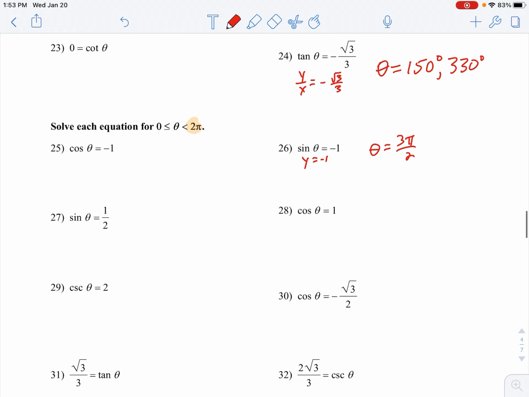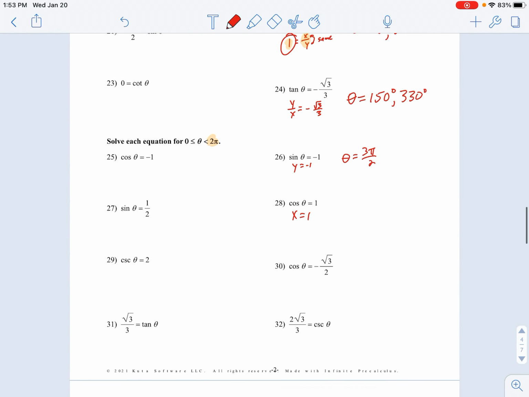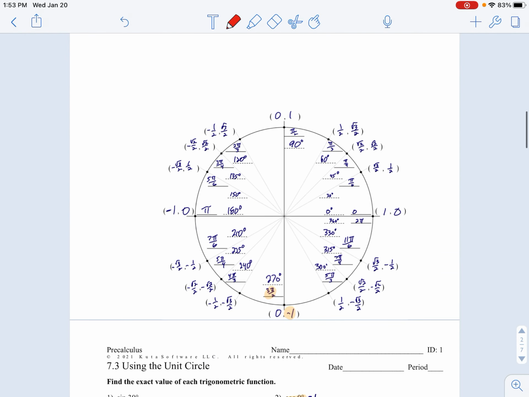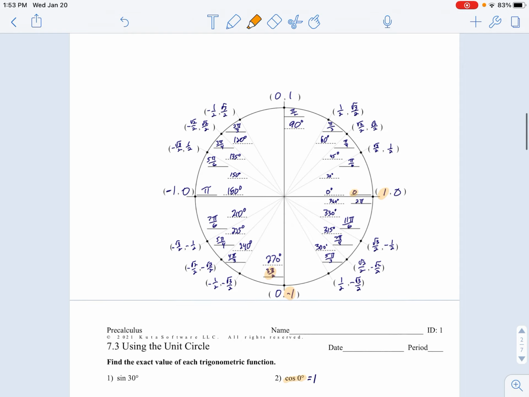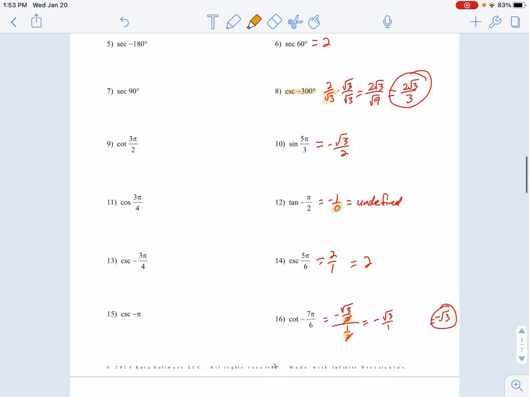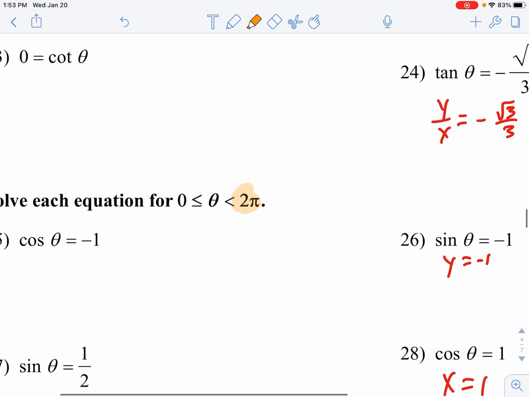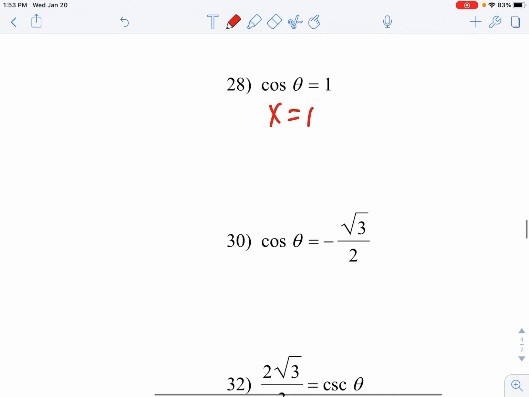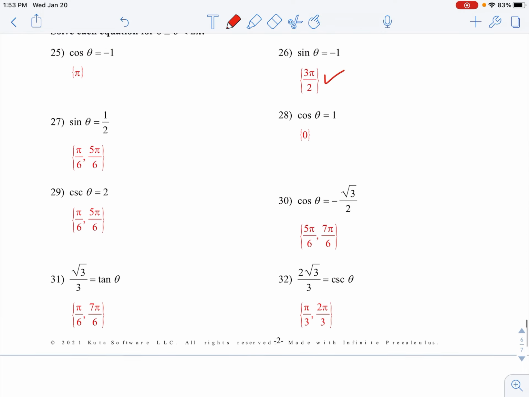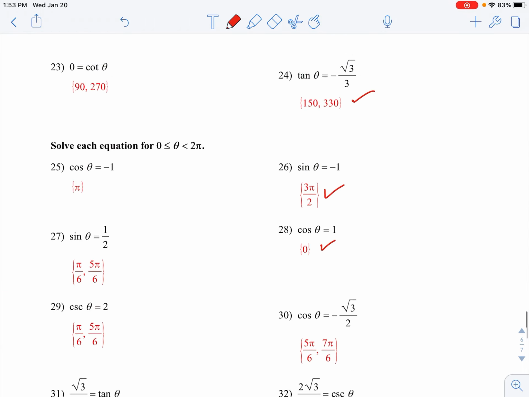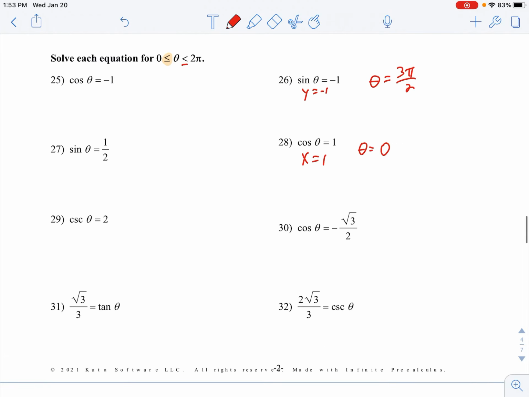Next one. Cosine equals 1. Well, cosine is an x value, so we're trying to find where on the unit circle the x value equals 1. And it looks like right here is the only spot. So that is 0 or 2 pi. Now let me read the directions. So it's 0 is less than or equal to theta, less than 2 pi, but not equal to 2 pi. So the only answer we're going to give here is the 0 answer, not the 2 pi answer. And there it is. Look how quickly we're finishing this paper up.